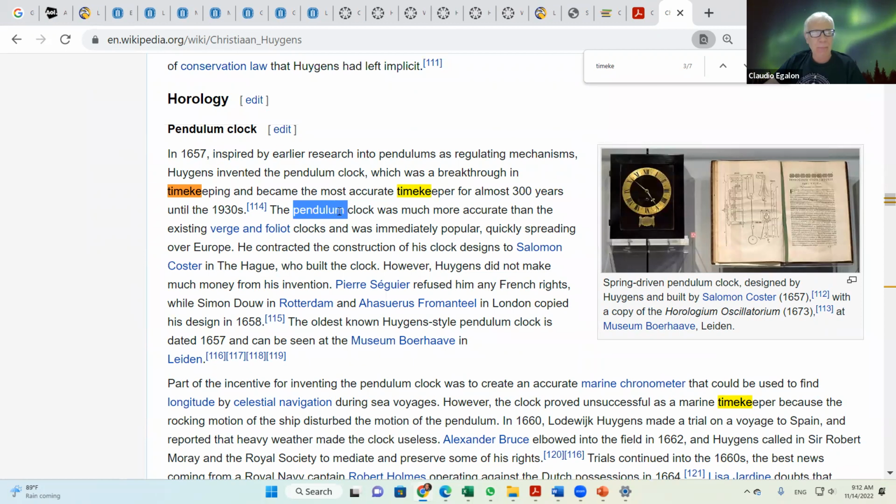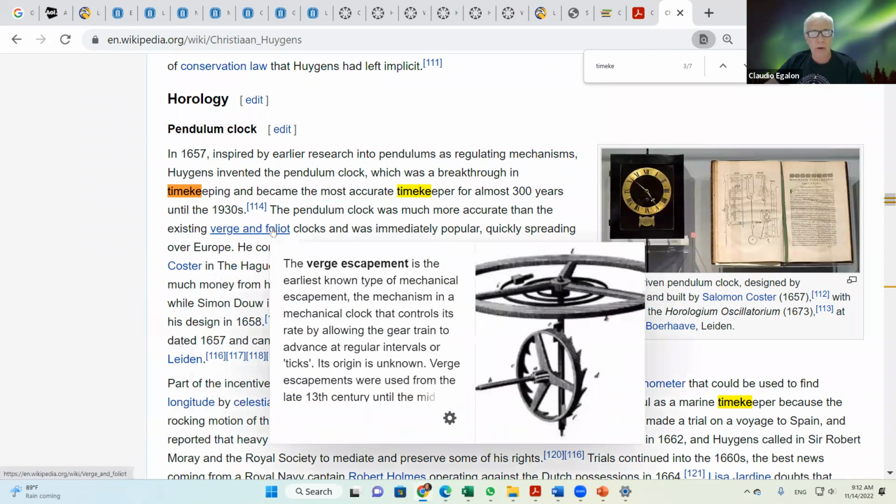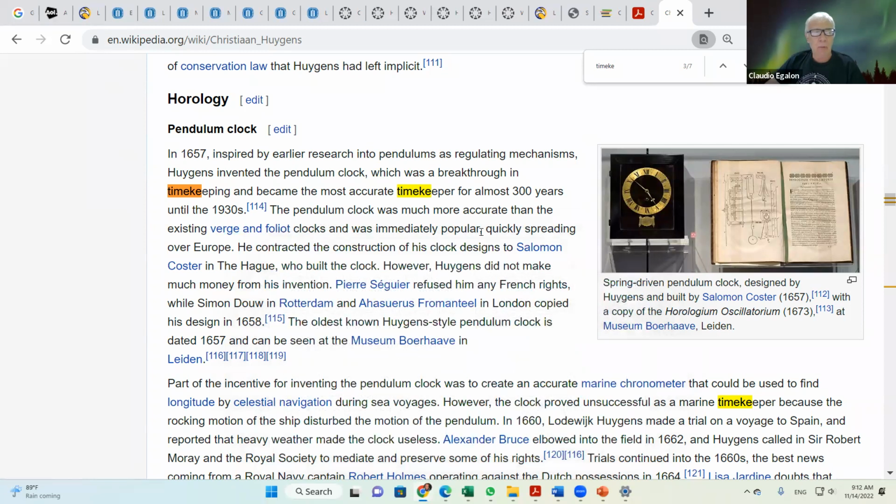And the pendulum clock was much more accurate than the existing verge and foliot clocks. That's the verge and foliot clocks here. Okay, and it was immediately popular, quickly spreading over Europe. Not only was it more accurate, but it was also very simple to build some very accurate devices. So this idea was hidden for a long time, right?